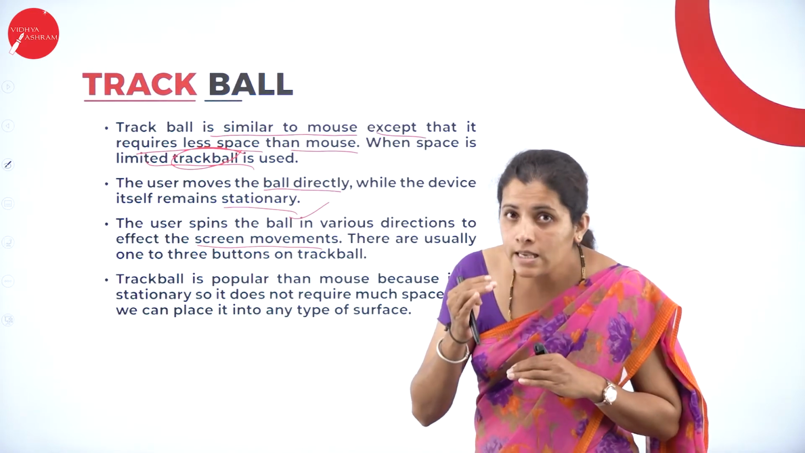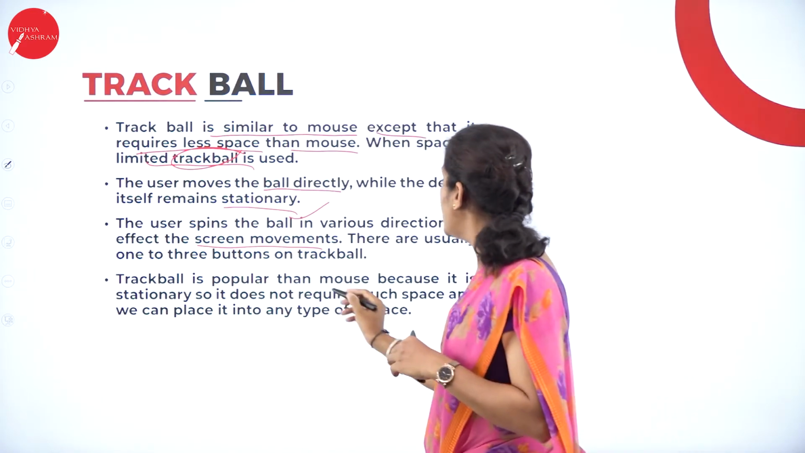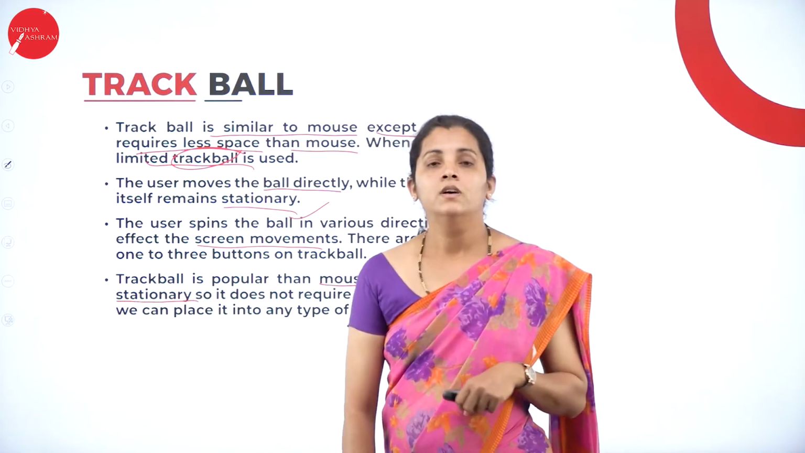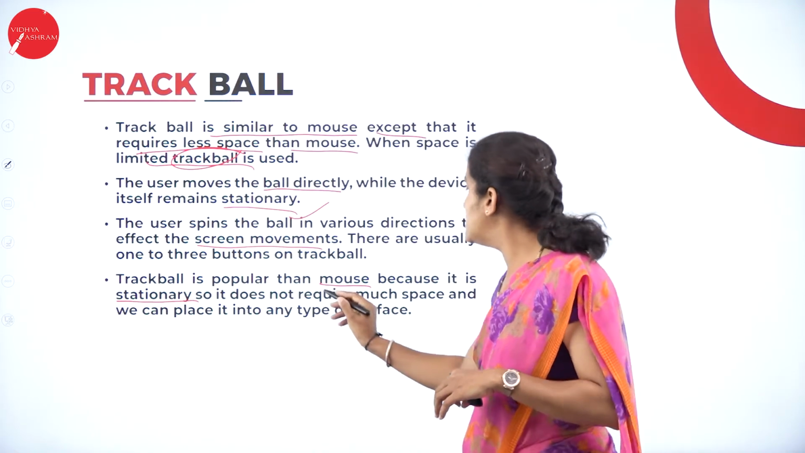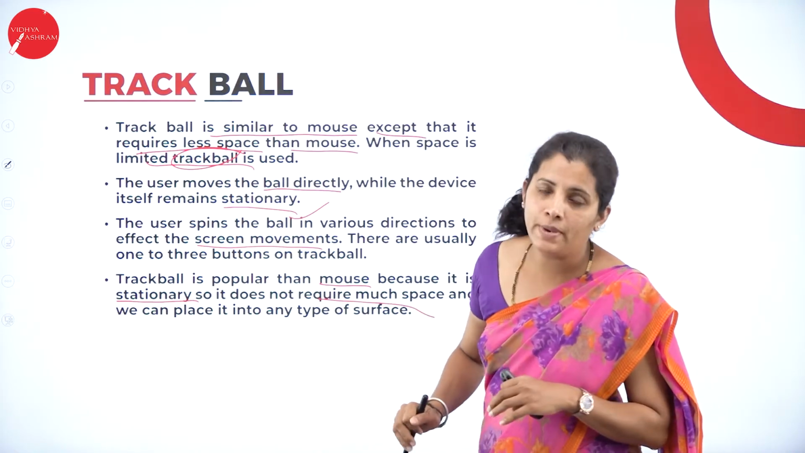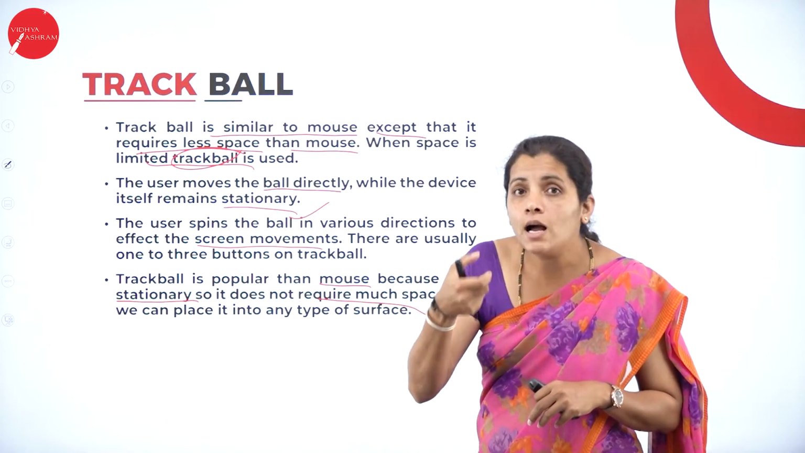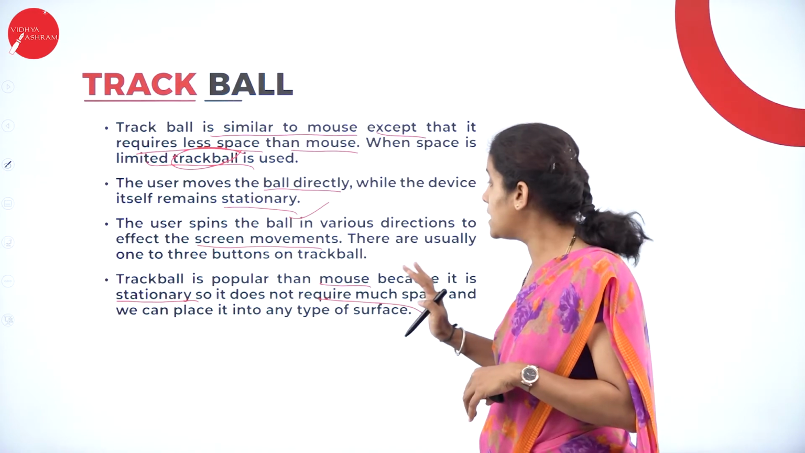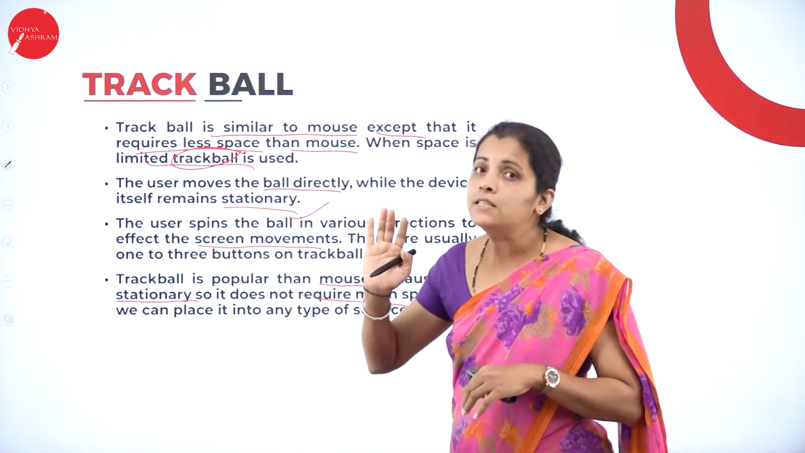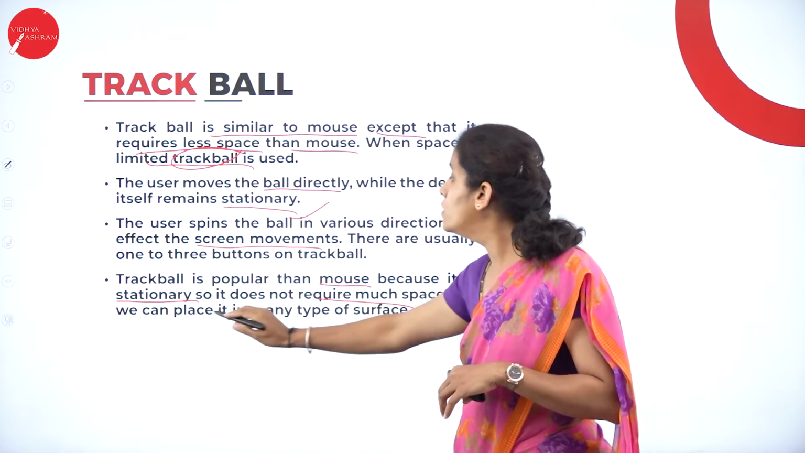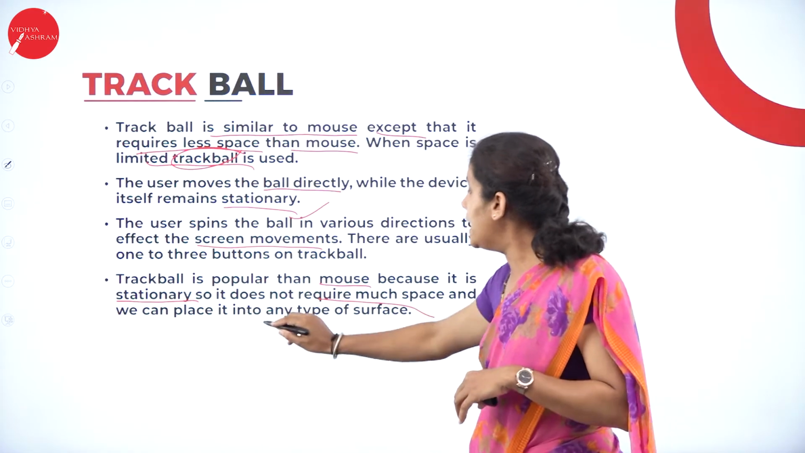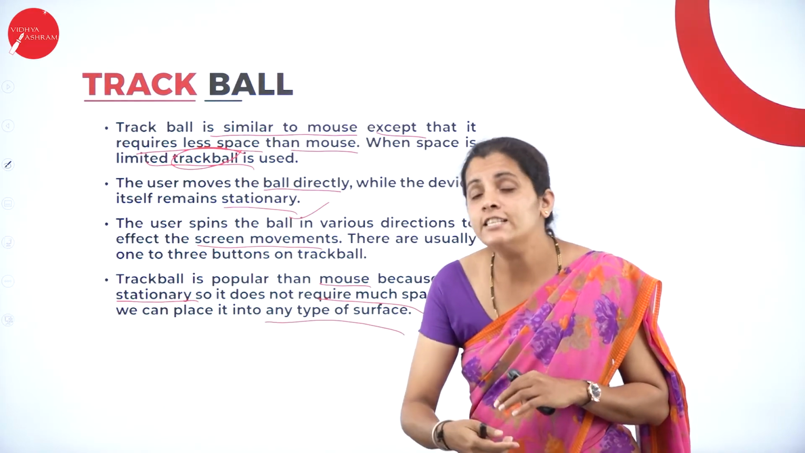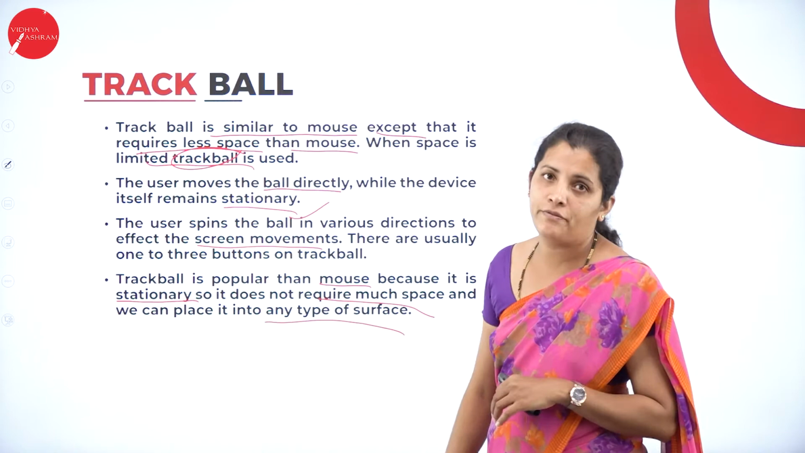So trackball is more popular than mouse because it is stationary. Trackball does not require much space because it comes in a smaller size, and it is possible to place it on any type of surface.